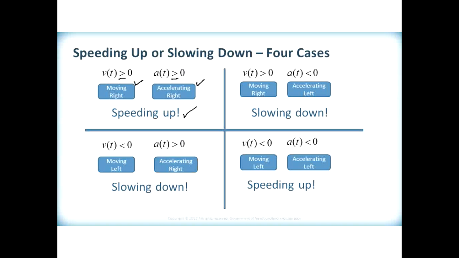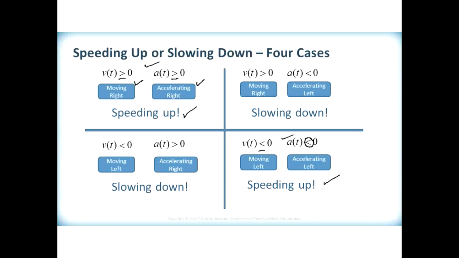And if we jump all the way down to the bottom right here, it would be the same thing. If our velocity is negative, that means that we're moving to the left. And if our acceleration is also negative, we're being accelerated leftward, so we would be speeding up. It seems kind of strange to think of a negative acceleration as meaning that you're speeding up, but the key is those signs have to match. So if both are positive or both are negative, then you're going to be speeding up.